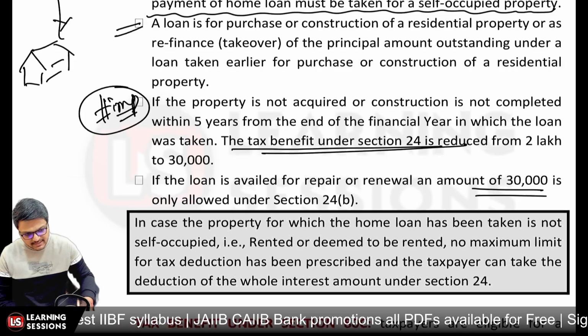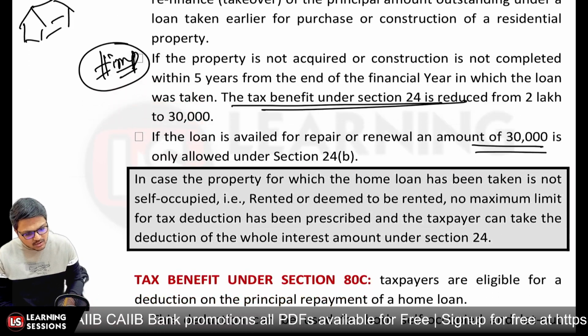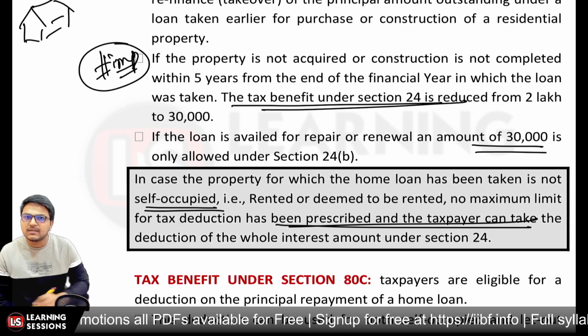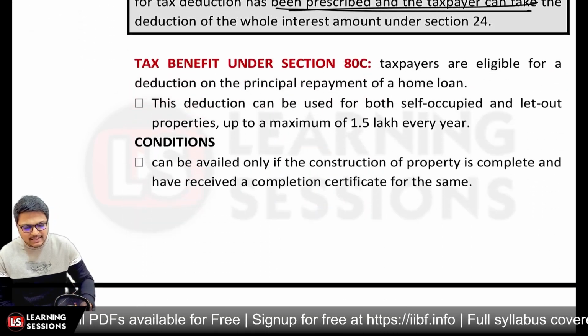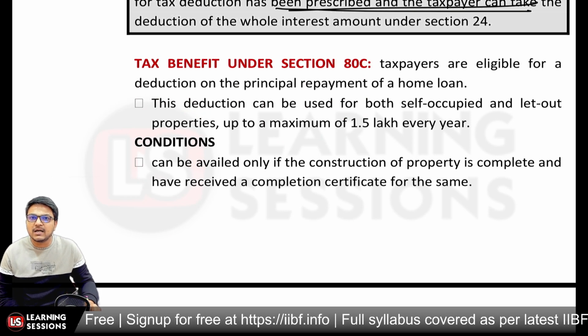Okay, so that's the case. And if the property for which the home loan is taken is not self-occupied, as I told you, there is no upper limit prescribed, right? That's the important point. Then for the tax benefit under section 80C, I've already told you what it is all about. Now let's understand the conditions.